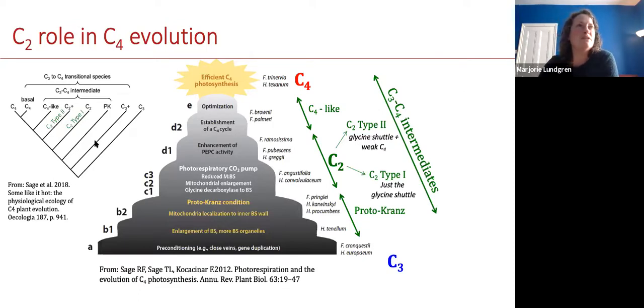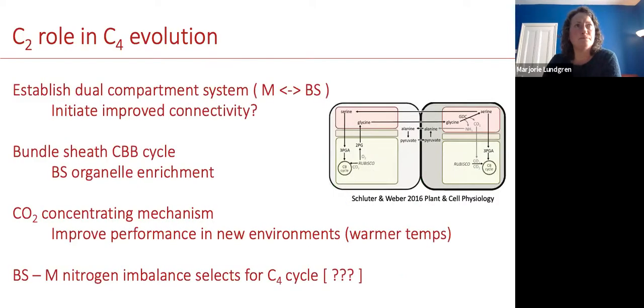I think I found this other diagram. This is in another SAGE review. And I thought it showed it a bit better, where you have the gradient from, oh, can you see my pointer? Hopefully you can see my pointer. Okay, good. So we have the gradient from C3 all the way down to the C4 state. And you can see where the C2 falls in that larger scheme, both type 1s and type 2s. Okay, so that's what I mean when I'm talking about C2 photosynthesis.